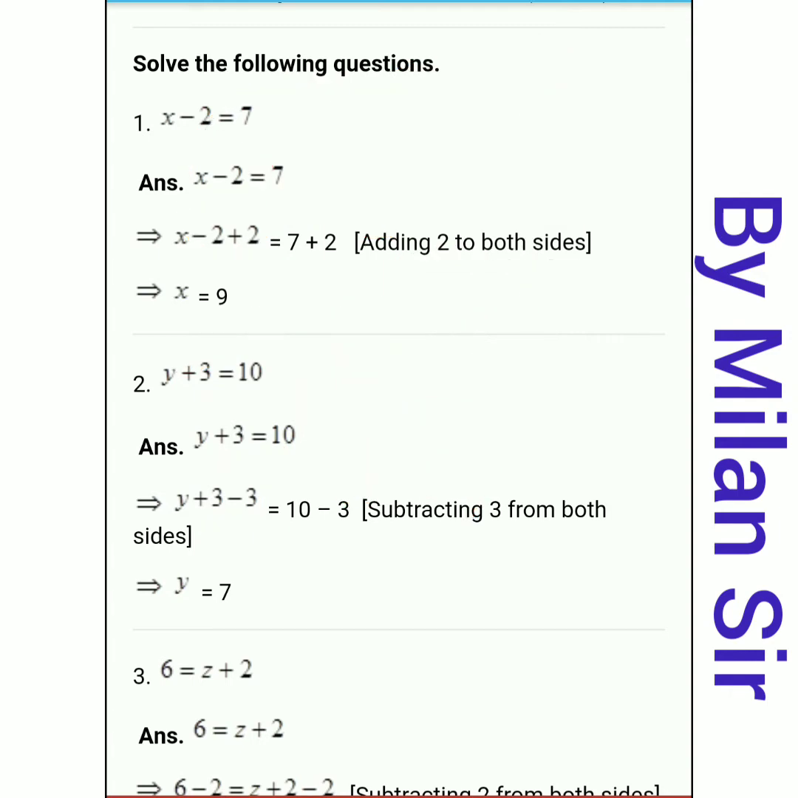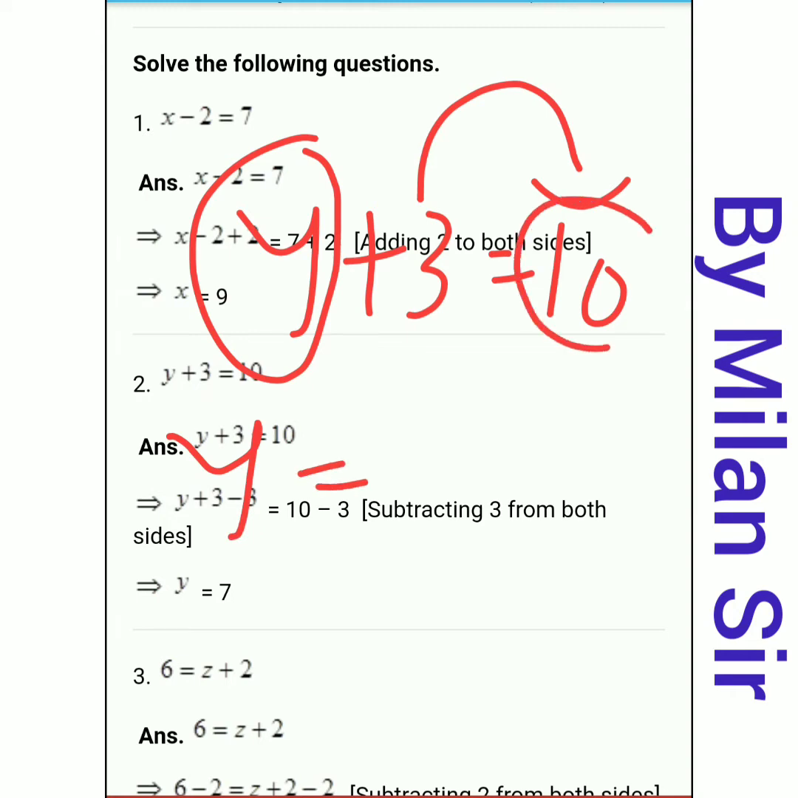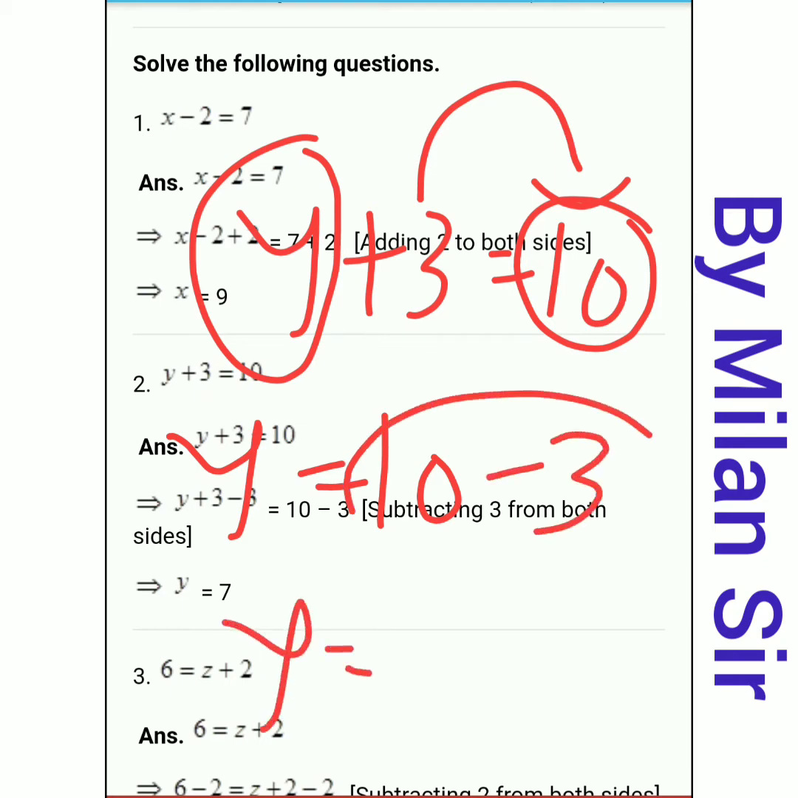Second question, y plus 3 is equals to 10. Here our y is positive, so we do not need to change the position of y. Transfer this plus 3 to the right hand side. So y as it is, and here we have 10. If we transfer plus 3 to the right hand side, it becomes minus 3. So y is equals to 10 minus 3, which is 7. This is the answer of the second question. y is equals to 7.